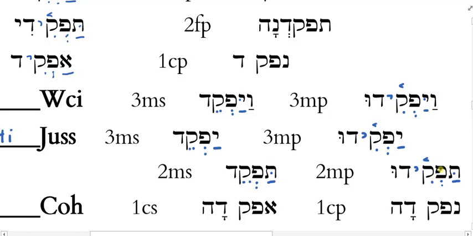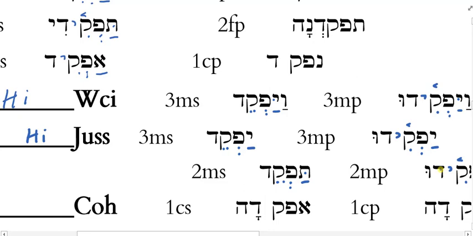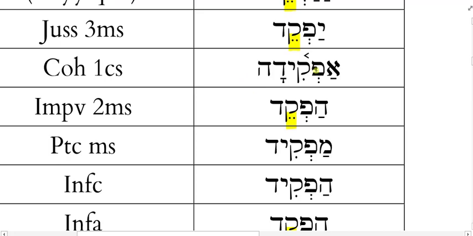Okay, now let's go back to the cohortative on the principal parts sheet. The cohortative, 1CS, is afkida. Notice I have my prefix aleph because that's characteristic of the cohortative. Cohortatives are first person, A-class vowel, silent shiva, kamate on the end of a cohortative. So a first person prefix, kamate on the backside. Since this is inflected, I don't have a sere, but a kirik yod. So afkida, and that's let me, or may I, cause to appoint.